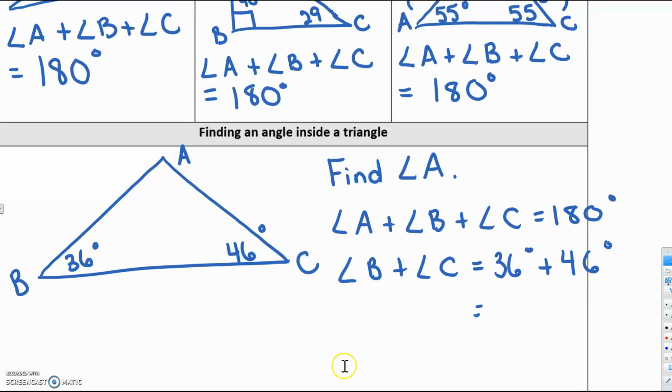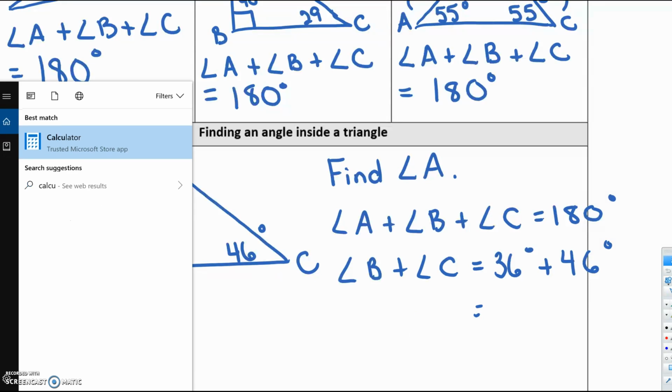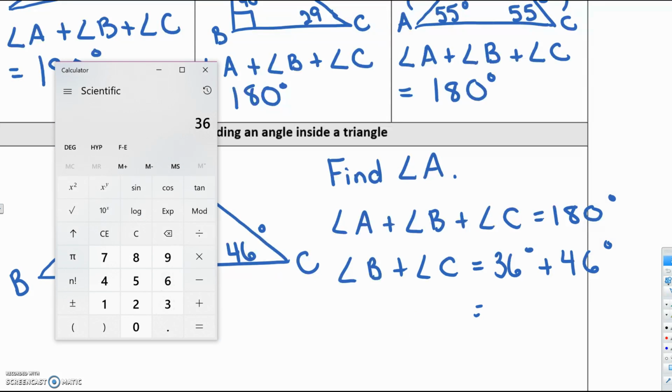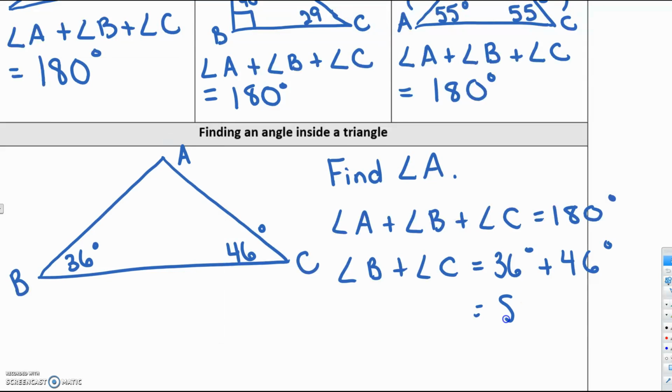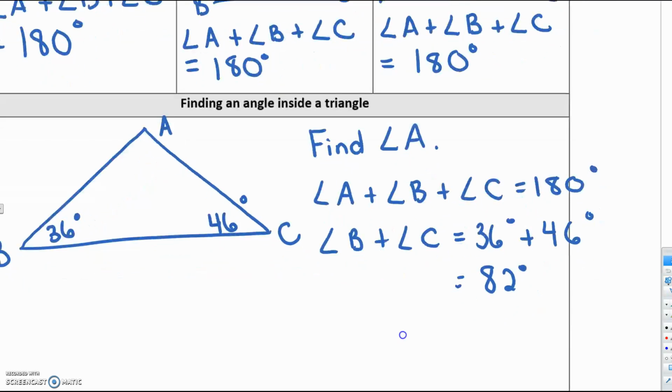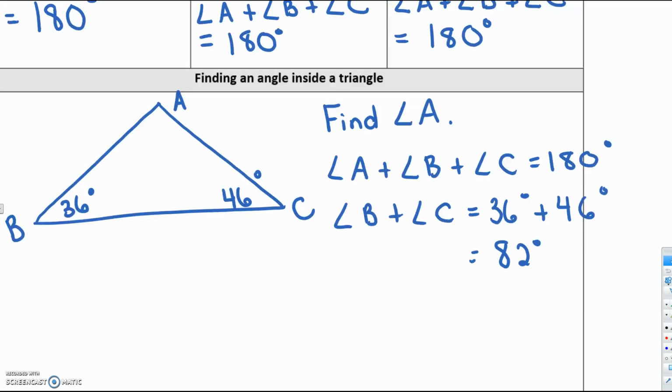So if we try that, it gives us 36 plus 46, which is 82 degrees. Now we need to find what angle A is. Well, we know the whole sum of all the angles inside the triangle is equal to 180. So you can think of, what plus 82 will give me 180? Or you can just subtract them. So 180 degrees minus 82 will give you a certain answer.